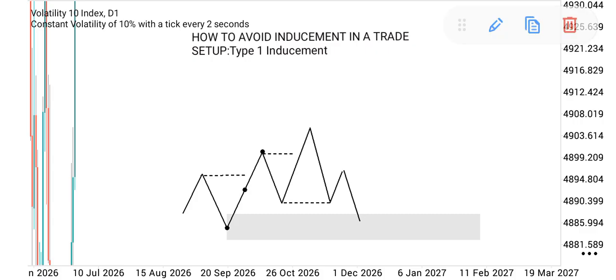So for me to do this, let me first draw my 50% point of interest, which is at this zone. My 50% point of interest.